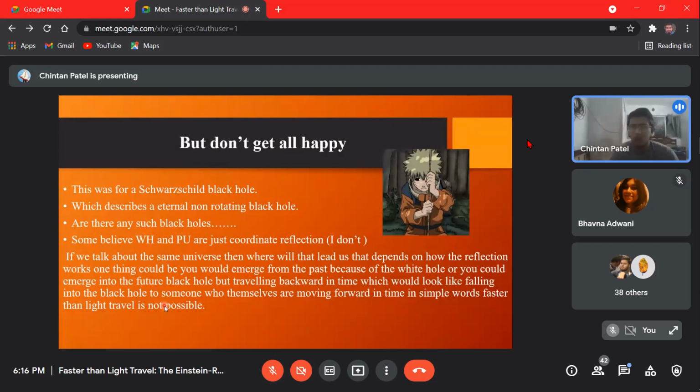So faster than light travel is not only a very big imposition, against general relativity, but it also leads to paradoxes which we cannot resolve. So that is the reason why faster than light travel is not possible.